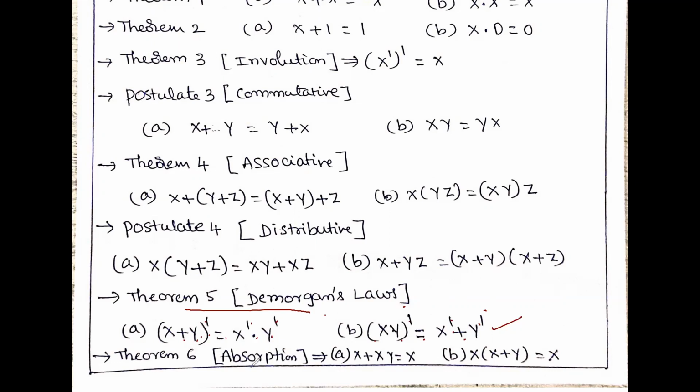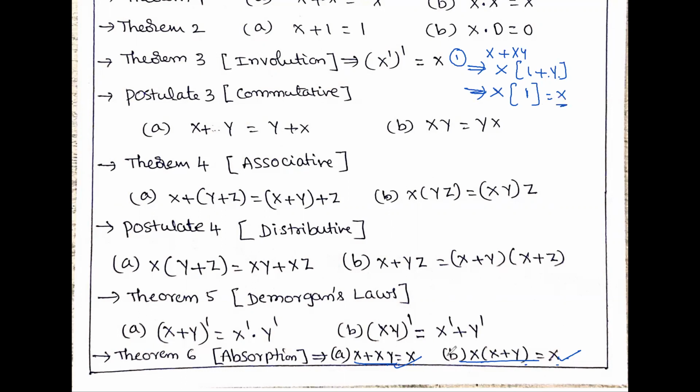The next one is the absorption theorem. x plus xy, which is equal to x only. The first one is x plus xy, which gives, take the common x, then it becomes 1 plus y. Then x ANDed with 1 plus y, meaning ORing of y with 1, that means 1, which is equal to the multiplication of x with 1, which is x only. Now we can check the RHS part. Both are the same.